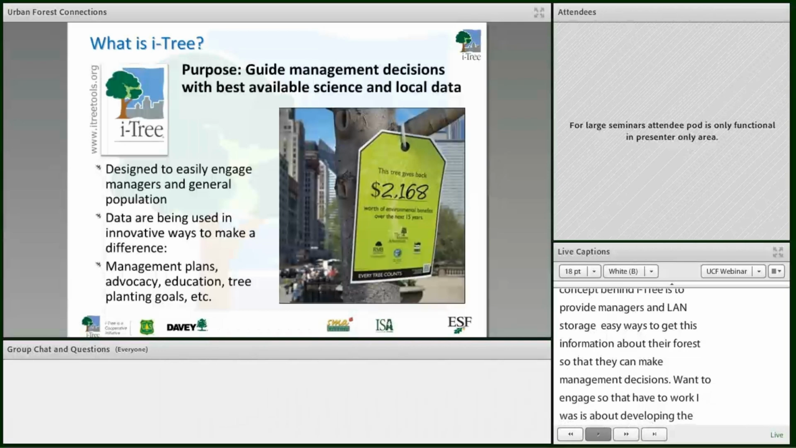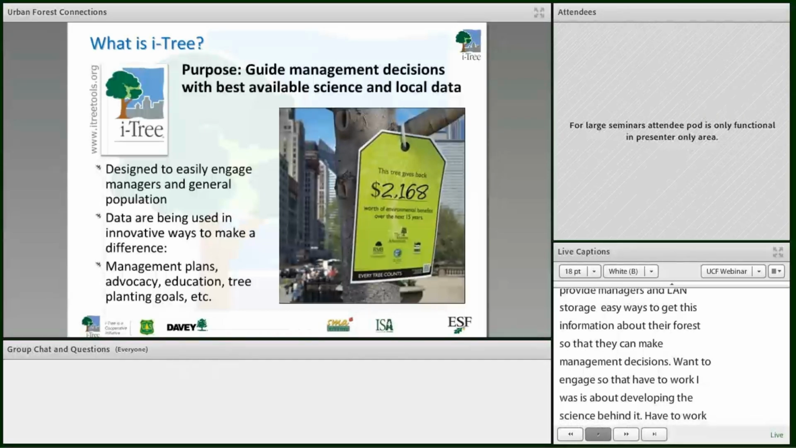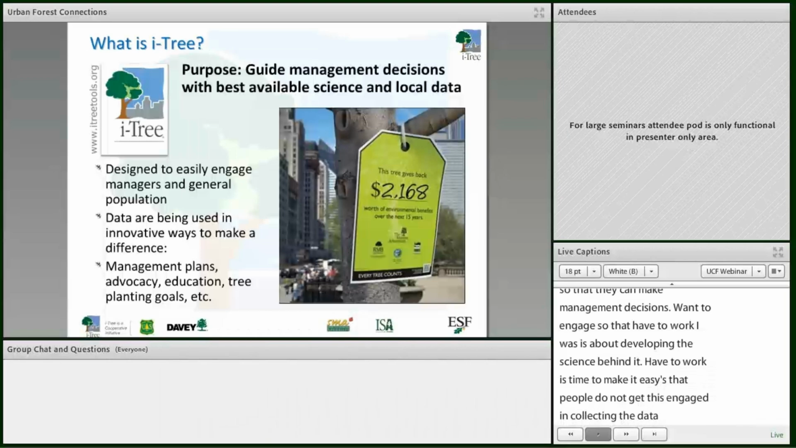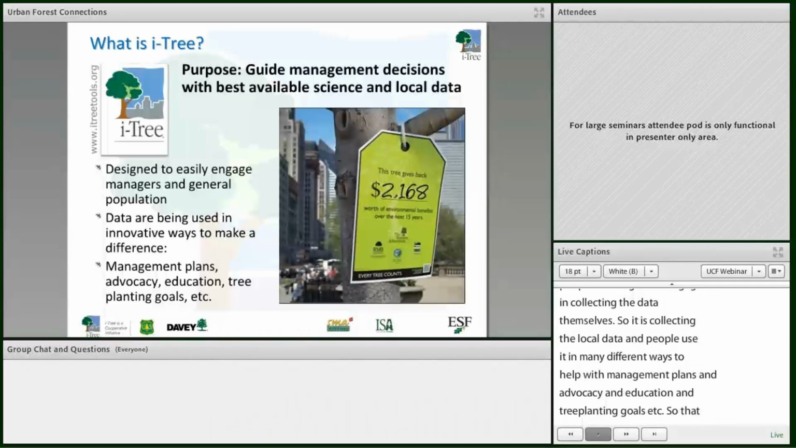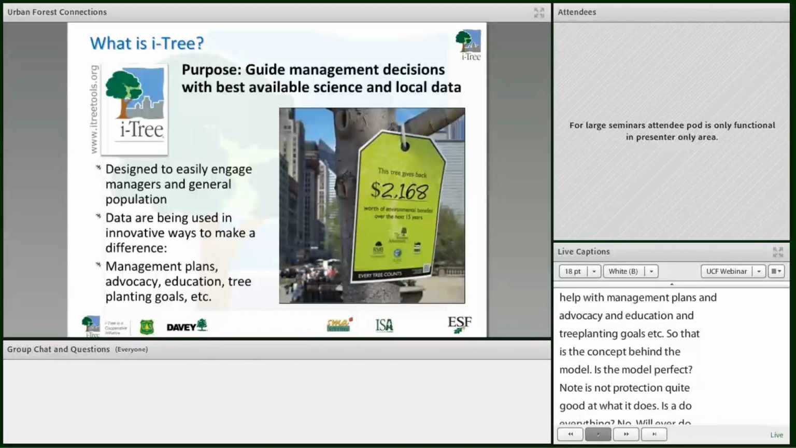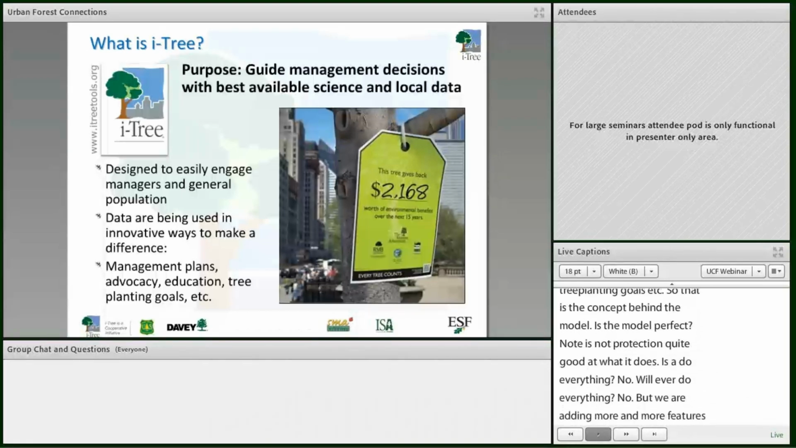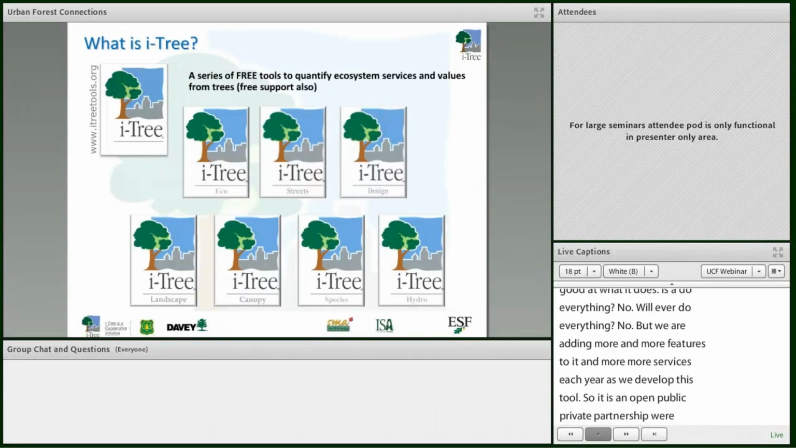It's designed to collect local data, and people have used it in many different ways to help with management plans, advocacy, education, tree planting goals, etc. So that's the concept behind the model. Is the model perfect? No, but it's actually quite good in what it does. Does it do everything? No. Will it ever do everything? No. But we're adding more and more features and services each year as we develop this tool. It's an open public-private partnership, and we're looking for ideas. You as the consumers can send us ideas as to what you would like.